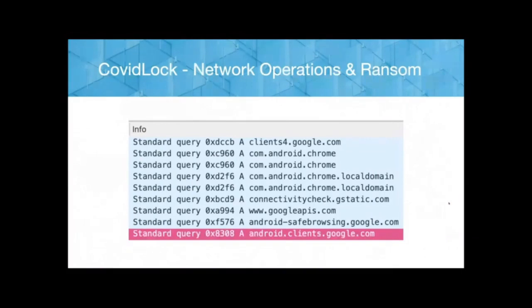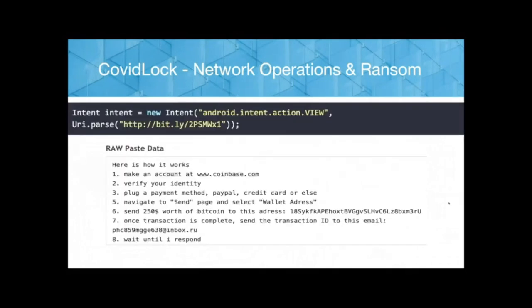I'm going to talk a little bit about the network operations of CovidLock. So CovidLock made a lot of standard benign DNS requests, mainly to Google services, but on dynamic analysis, I did notice one anomaly, which was a query to a bit.ly URL shortening service. Let's move to the next slide.